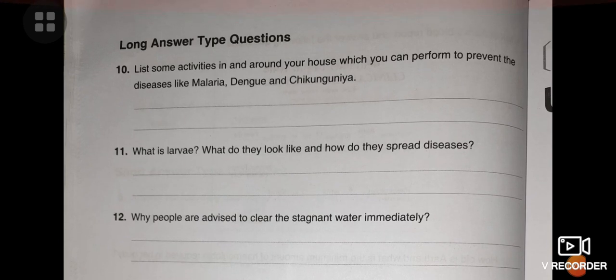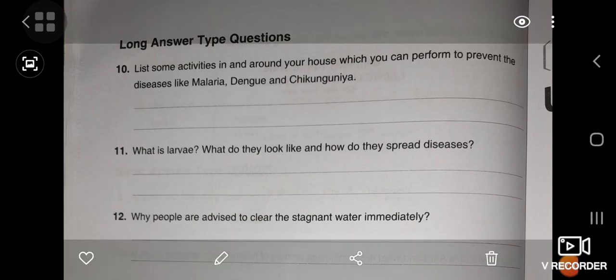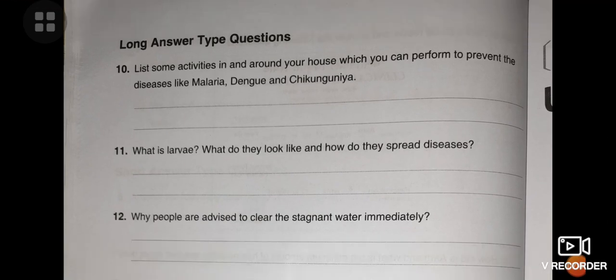Now here we have, list some activities in and around your house which you can perform to prevent diseases like malaria, dengue and chikungunya. What is larvae? What do they look like and how do they spread diseases? Why are people advised to clear the stagnant water immediately?